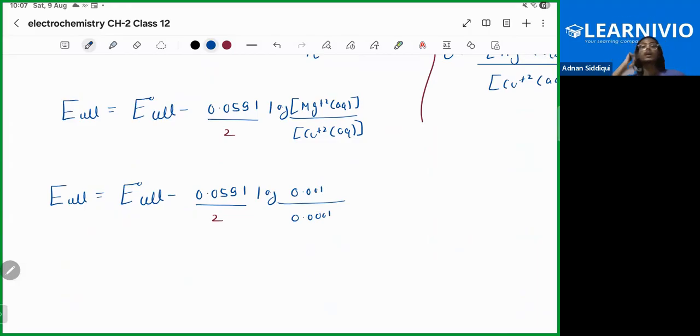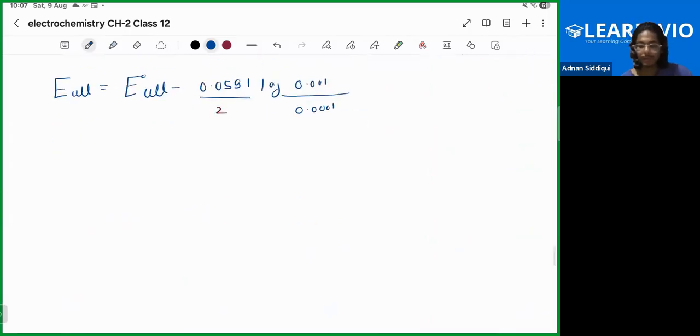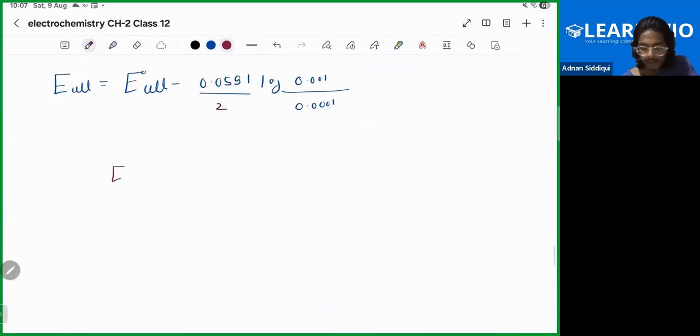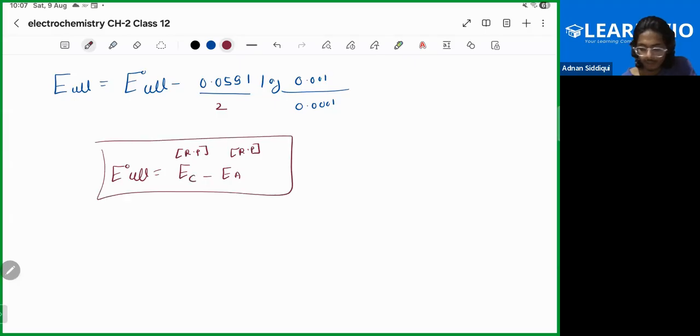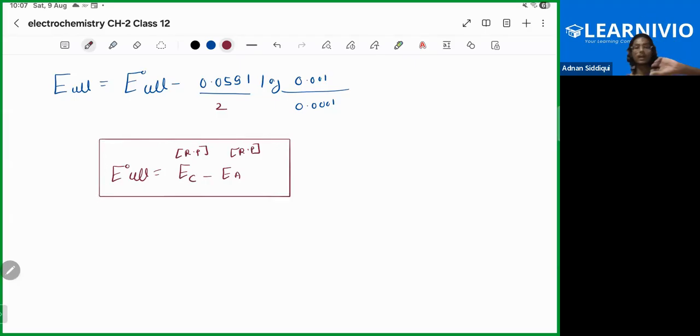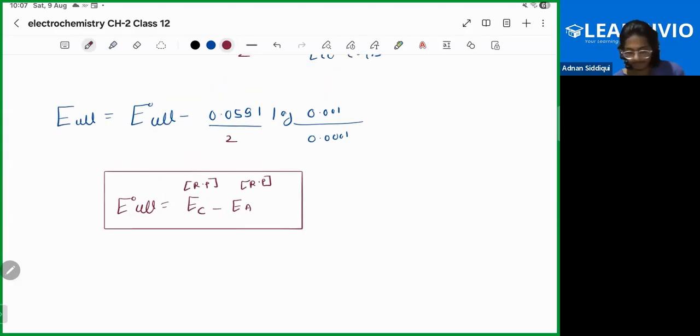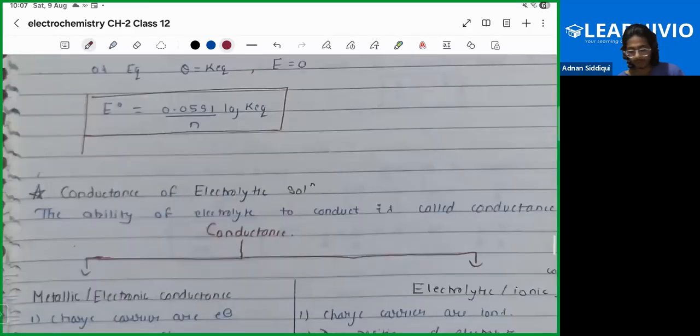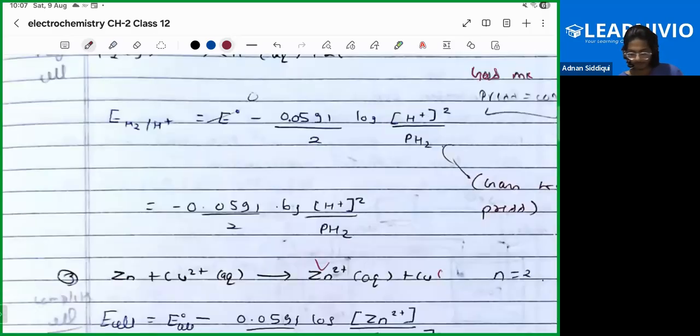Now, one more thing that you should remember. I told you how you can calculate the E naught cell value. It is nothing but E cathode minus E anode, but both of them should be in reduction potential. Do you remember this or not? How can we calculate the E naught cell value? So, let us go back. We have magnesium and copper, right?